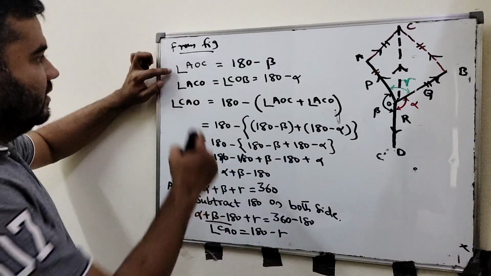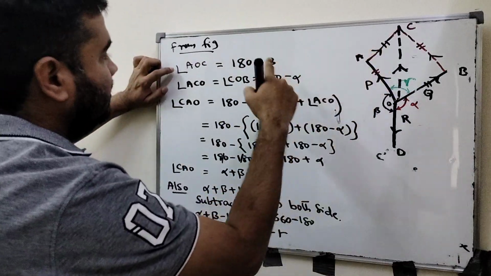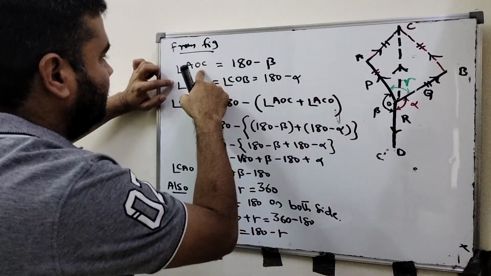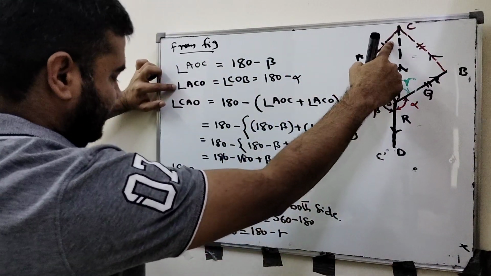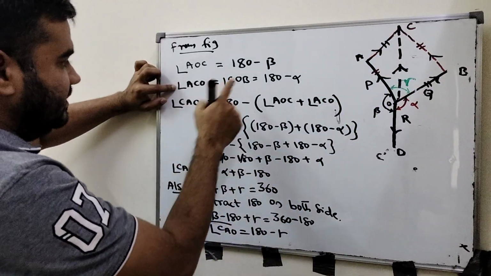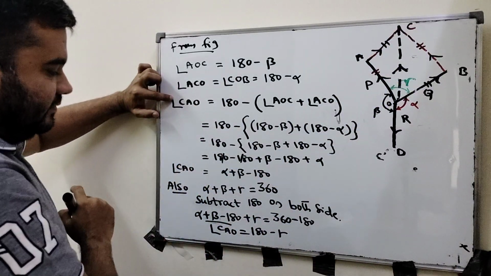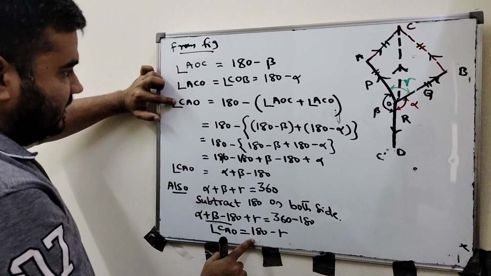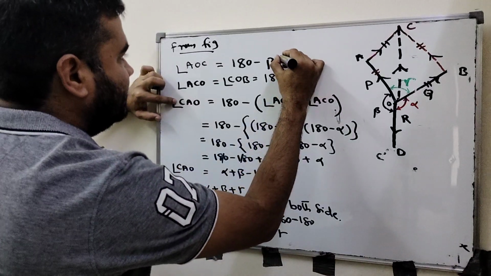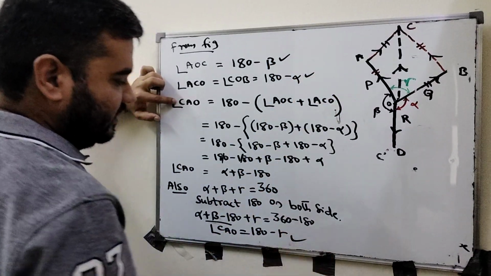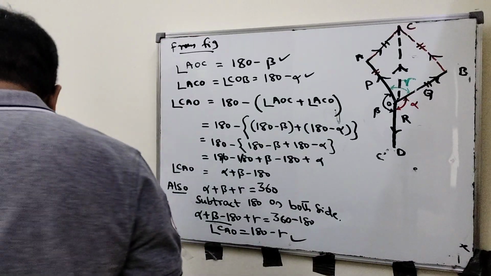So remember, one is O, this angle we want. One is C, this angle ACO, and one more is CAO. CAO is this. You just remember. We want to substitute further this one and this one here. That is the condition.